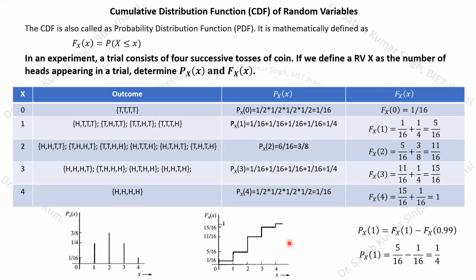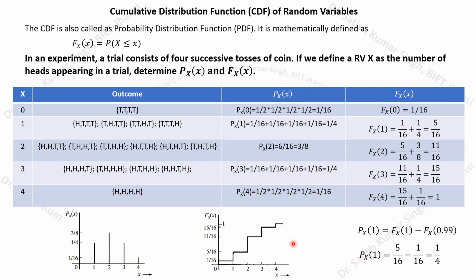Here you can see this probability. What is F(1)? F(1) is 5/16. And what is F(0.99)? From the graph it is 1/16. So if you subtract these, you exactly get the probability of getting 1.